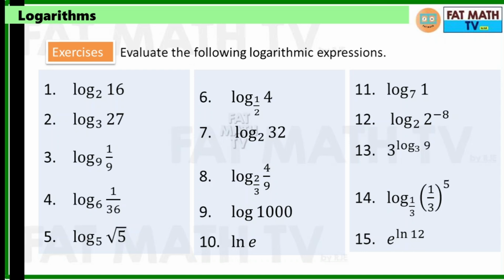Number 10, logarithm of 1000. No base means the base is 10. Number 10, ln e. ln means logarithm to the base e.